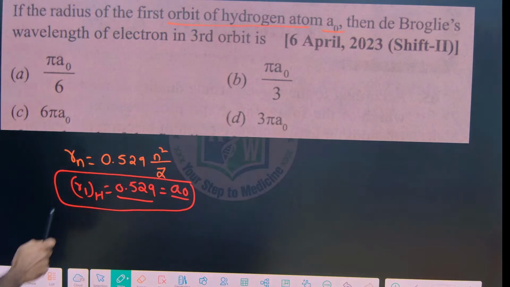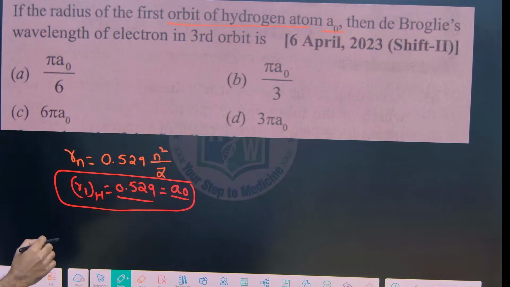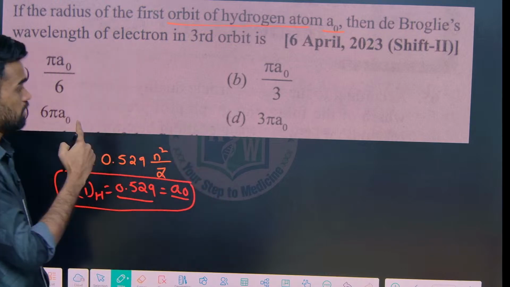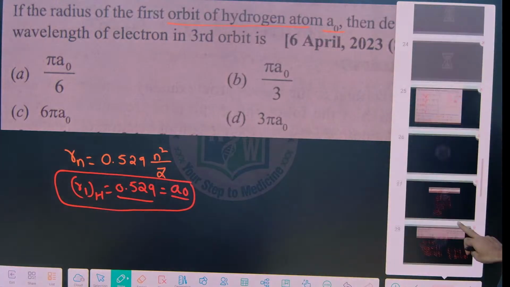Then the de Broglie wavelength of the electron in the third Bohr orbit. Third orbit. This is the one which we did previously. I think it's the same question, no? Check once.